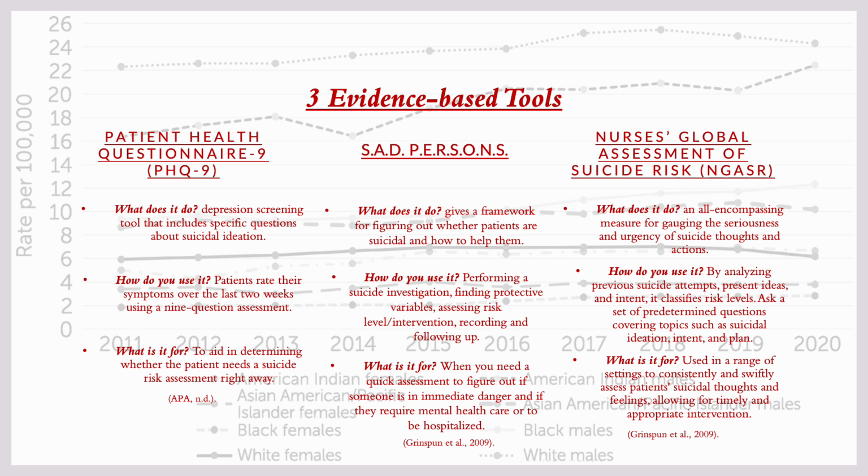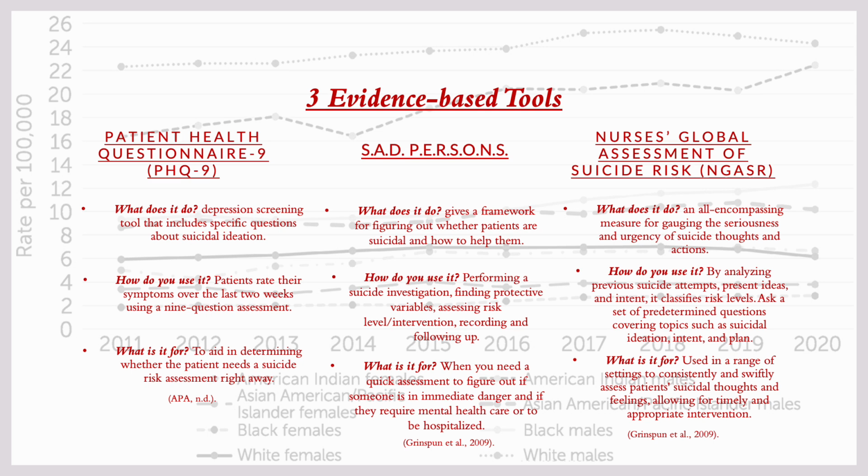And SAD Persons gives a framework for figuring out whether patients are suicidal and how to help them, and then performing a suicide investigation, finding protective variables, assessing risk level, intervention, recording and following up. SAD Persons stands for sex, age, depression, previous attempts, ethanol abuse, rational thinking loss, social supports lacking, organized plan, no spouse, and sickness. When you need a quick assessment to figure out if someone is in immediate danger and if they require mental health care or to be hospitalized, you really want to use this.